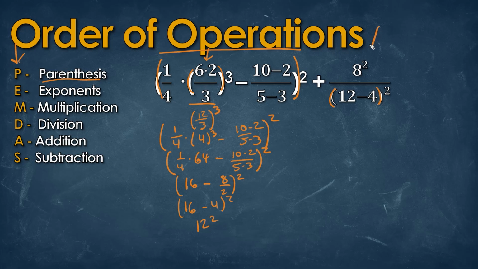Now let's take a look at this item right here. So it looks like we got parentheses at the bottom, so we'd have 8 squared over 12 minus 4 is going to give us 8, and then that's squared. So we can simplify that. That would be 64 over 64. Simplifying that using division would be a 1. So now we can go back. We have our full set of exponents. So we're going to take a look at 144 plus 1. So our answer, 145.